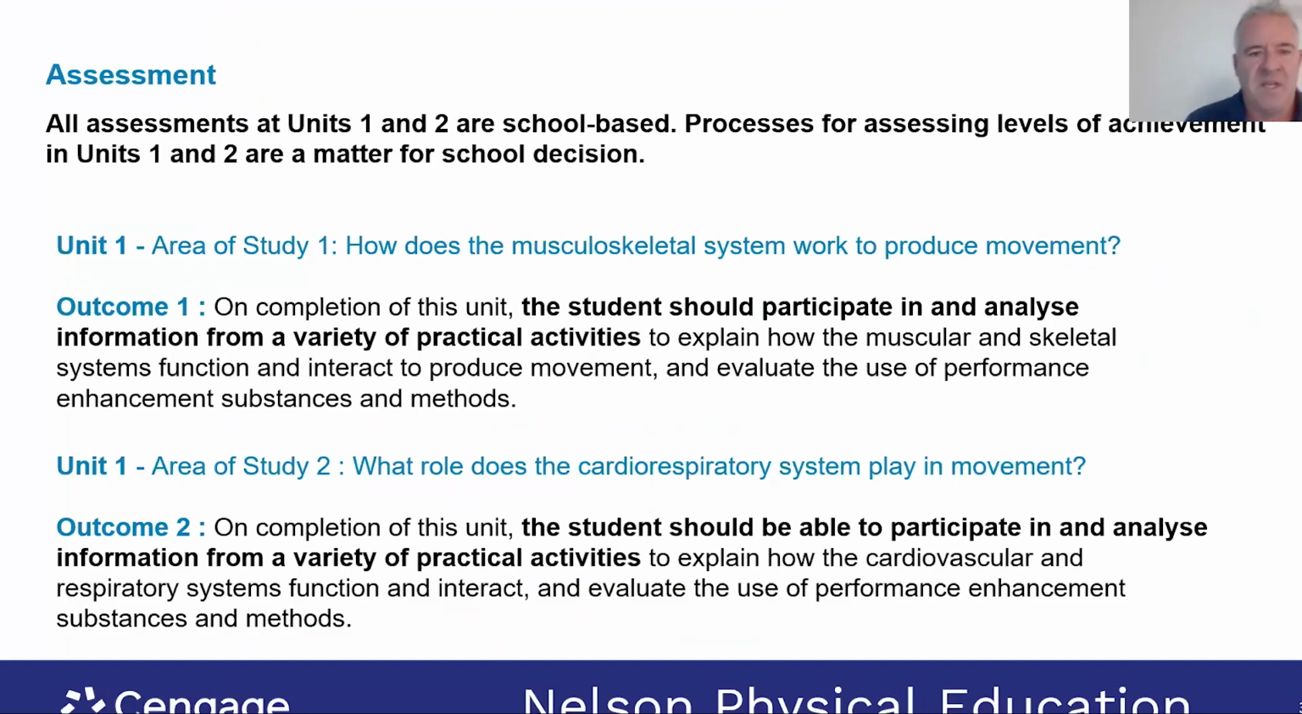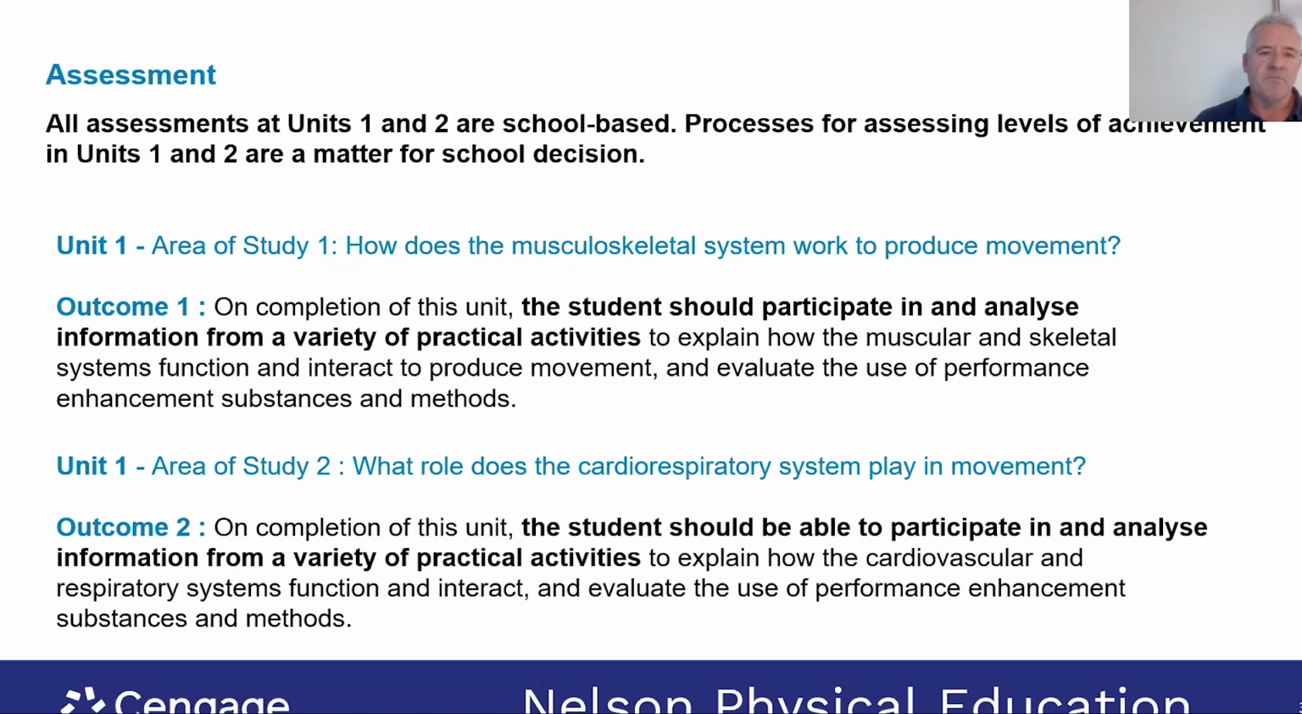Assessment. I've got about 10 minutes. I'm going to try and go through this fairly quickly. There's some great summaries in the study design that occur at the end of those particular sections. So Unit 1 and 2, assessment is very much school-based, and teachers determine whether a student has displayed a satisfactory level of completion.